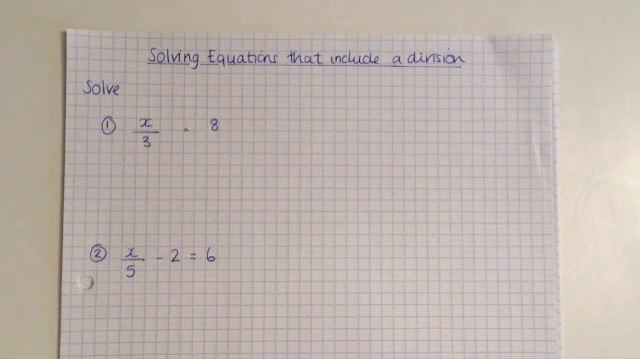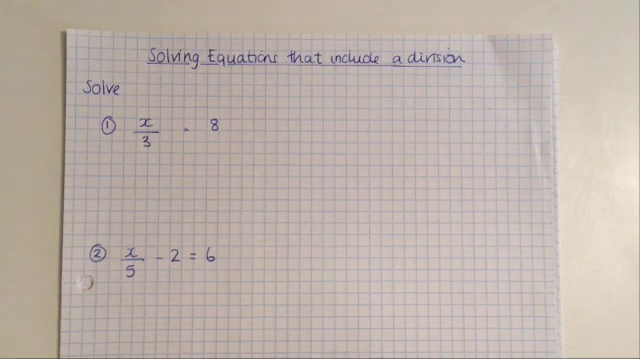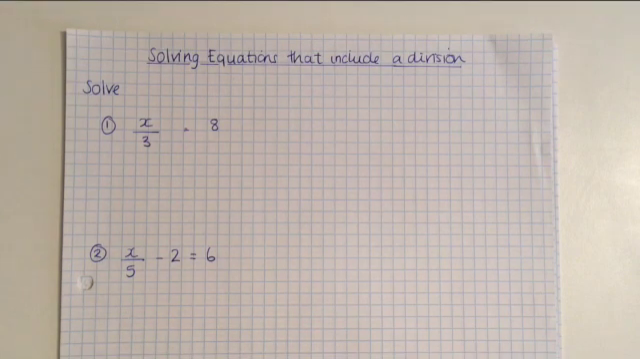Everyone, so today's video is on solving equations that include a division. We've been looking at solving equations generally, so you all should be familiar with the rules of balancing and doing opposites to get rid of numbers that are surrounding the x so that it ends up on its own, so we can find out its value, okay?